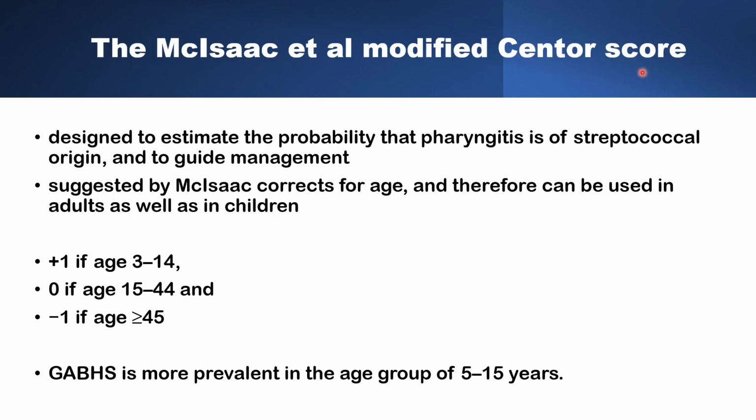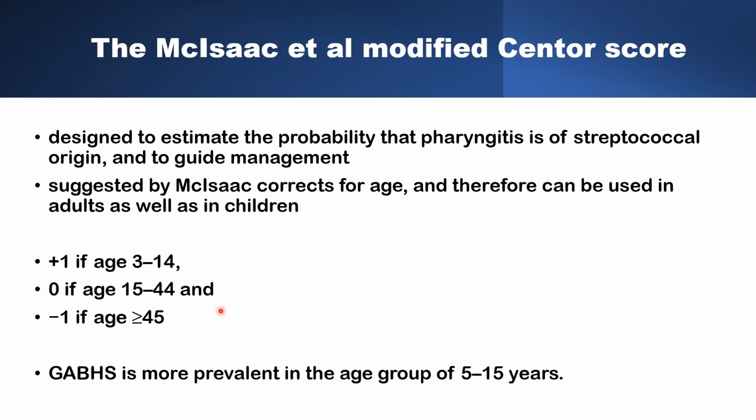The Centor score can only be used for patients who are 15 years or more, as the age of the patient was not considered in the criteria of the Centor score. A modification of the Centor score by McIsaac and his colleagues added the age of the patient to the criteria. So if the patient's age is between 3 and 14, you can add 1 point. If the patient age is more than 45, you subtract 1. And if the patient age is between 15 and 44, then you add 0.